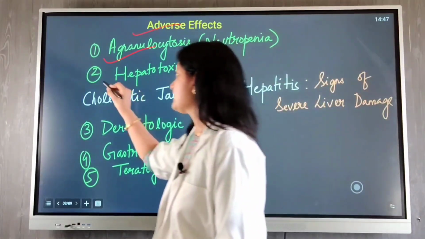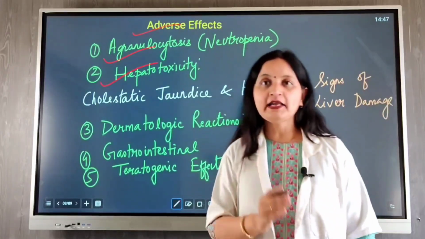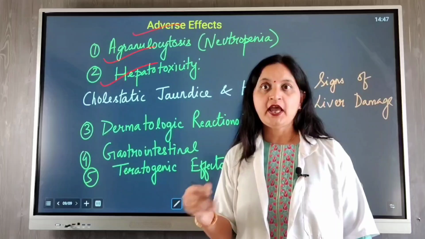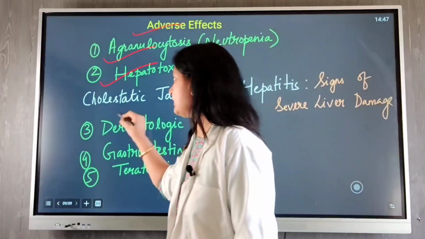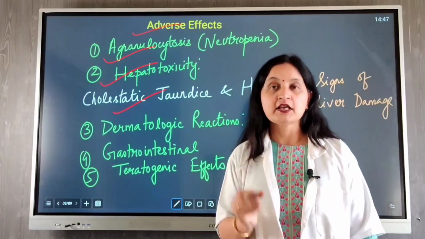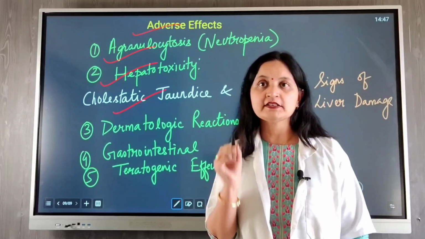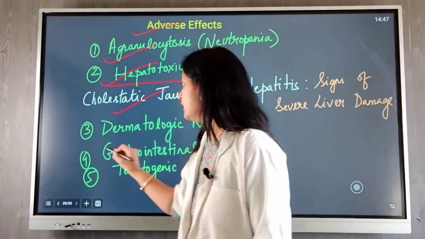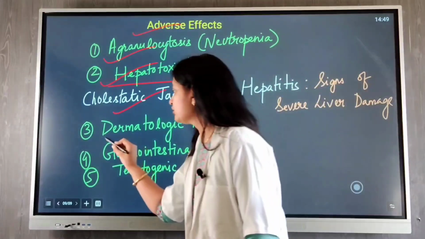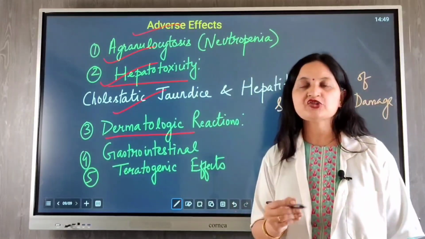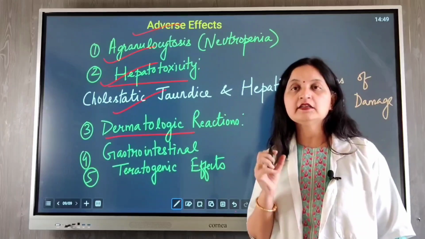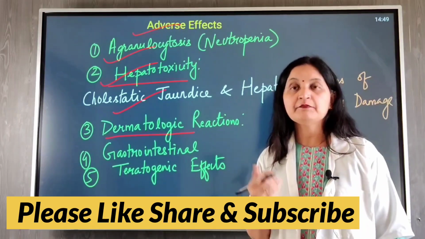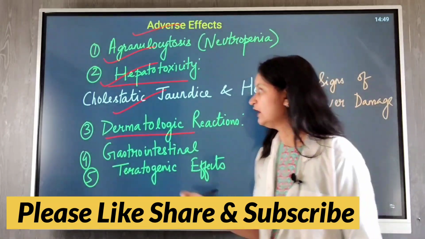The second side effect is hepatotoxicity, which ranges from mild liver enzyme elevation to severe hepatic injury, and this can manifest as cholestatic jaundice and severe hepatitis. So this is dose dependent and requires discontinuation of drug if hepatotoxicity is diagnosed. The next side effect is dermatologic reactions which manifest as rash, pruritus, and urticaria. These are immune-mediated reactions that occur as a result of vasculitis and may be associated with these drugs.